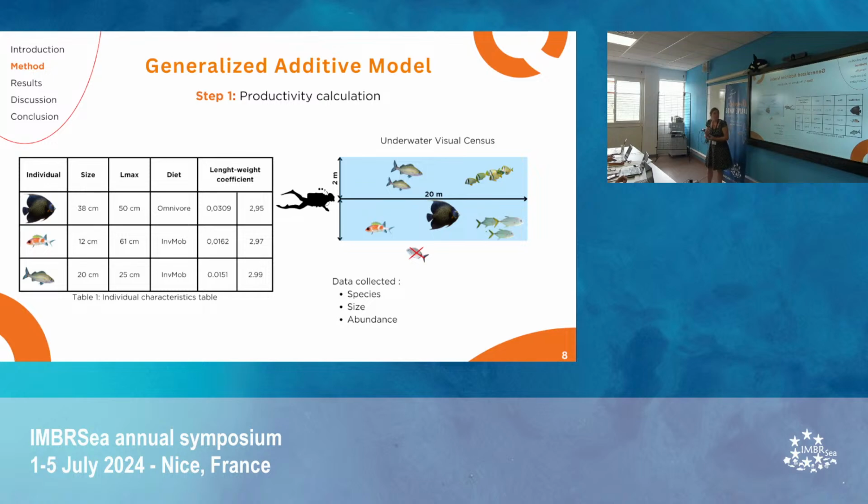So then, we look at theoretical data. For each species encountered in the field, we look into open access databases for specific characteristics such as maximum length or diet. Then, we associate each individual found on each transect with their own characteristics, as for example in this example table.